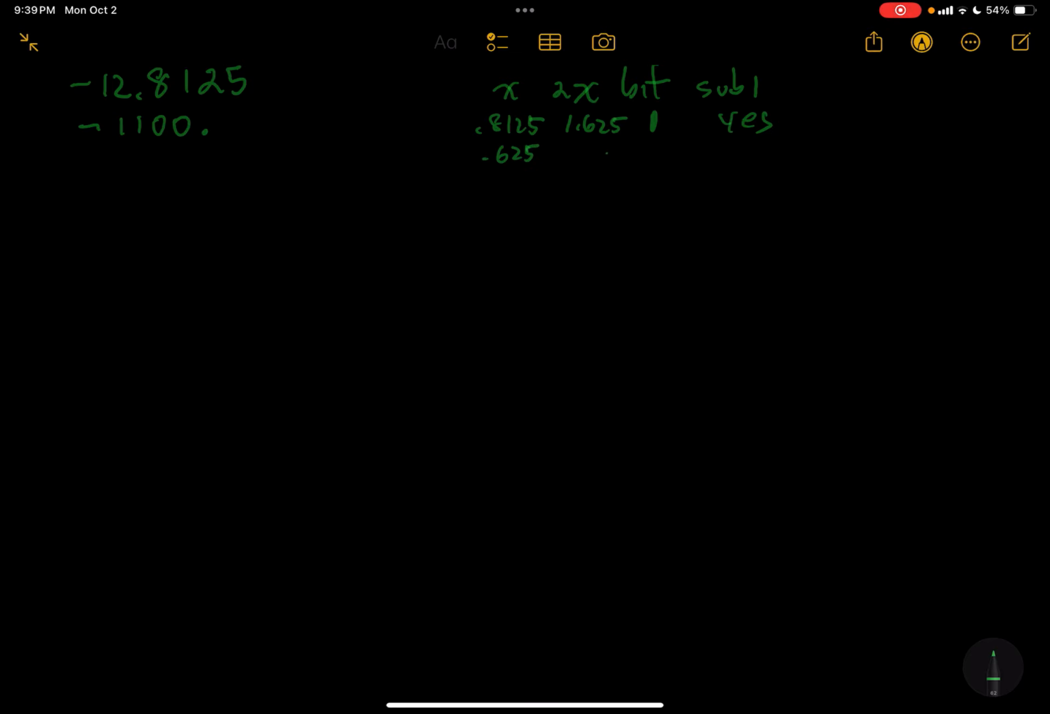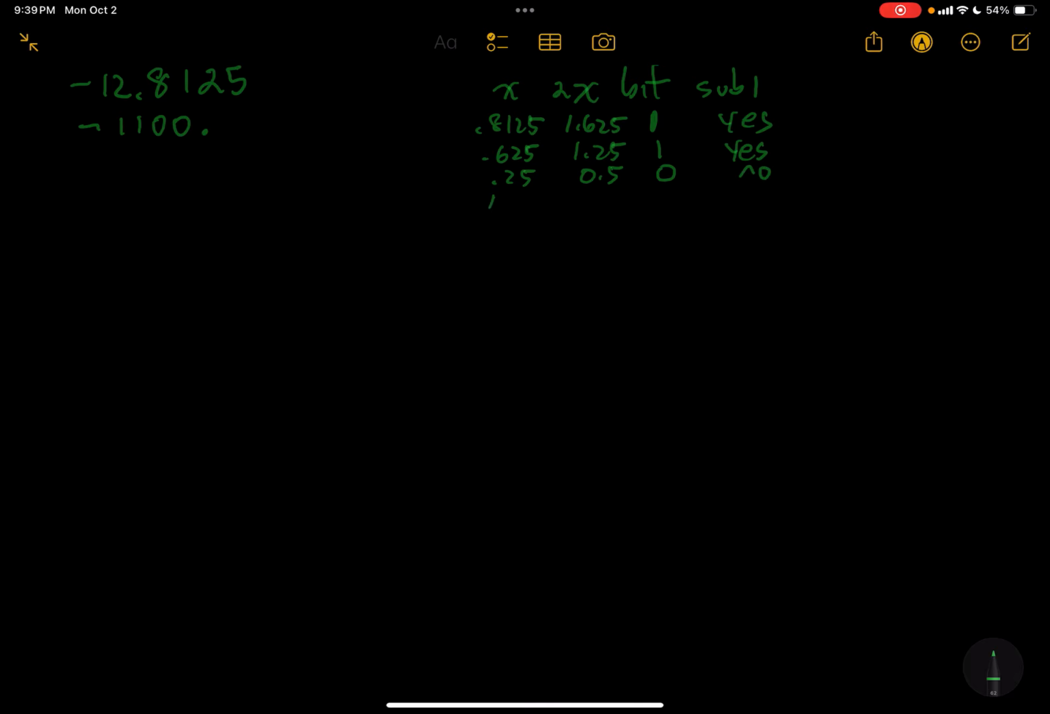I double that, get 1.25. Again, there's a 1. So I subtract 1. The answer is yes. I get 0.25. I double it and get 0.5. So the next bit is a 0. Should I subtract 1? No.